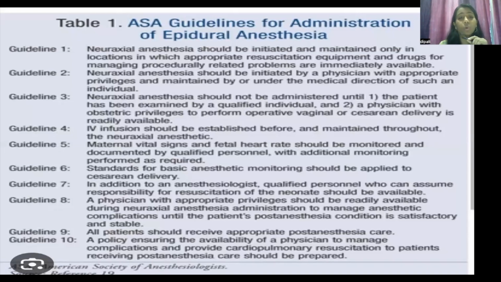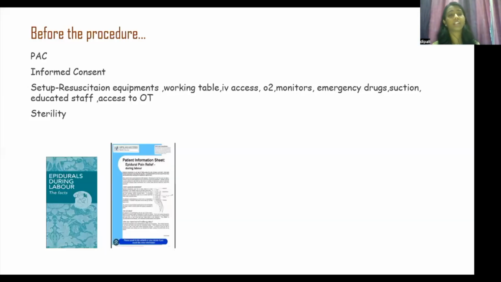IV infusion should always be present. Fetal and maternal monitoring should always be present. Standard monitoring should always be present. A qualified anesthetist, and in addition to that, a person who can resuscitate the neonate, should always be present. The anesthetists are generally called to provide labor analgesia services at various centers. How do we do it?